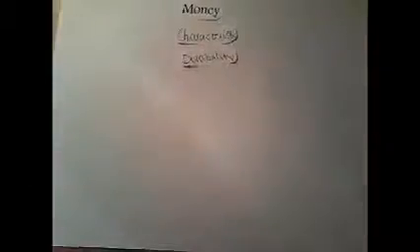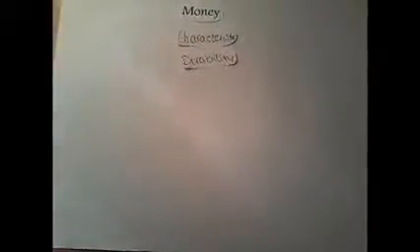An item must have six key characteristics to be considered as money. The first is durability. Durability means that the item must be able to withstand being used repeatedly. That could be coins and paper bills used as money.